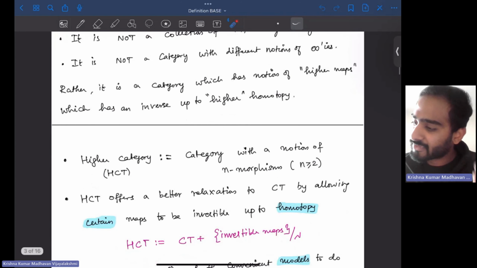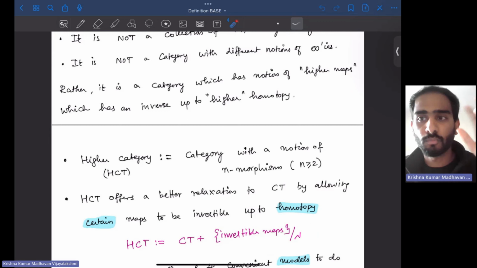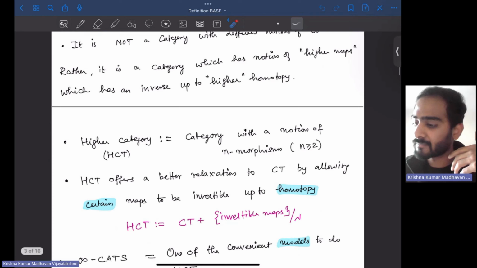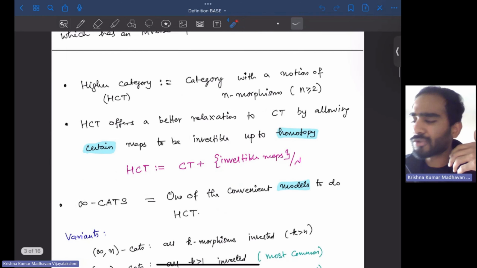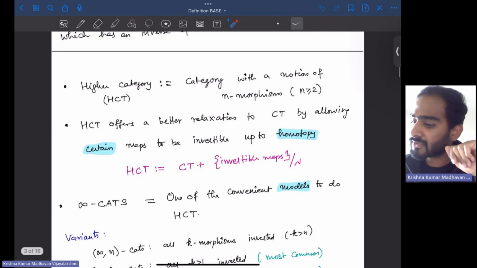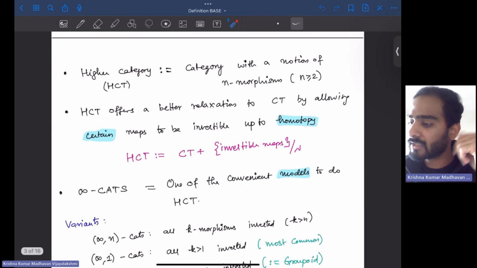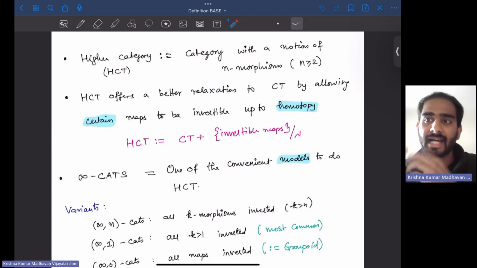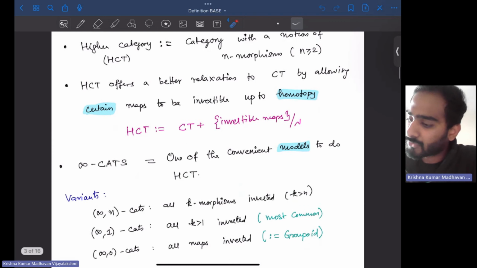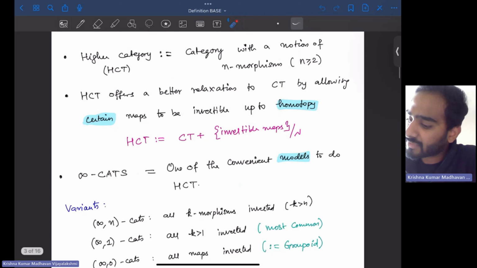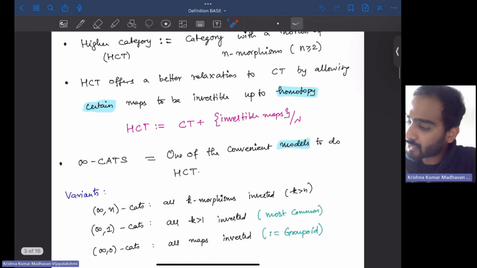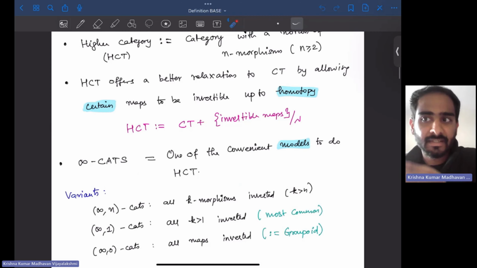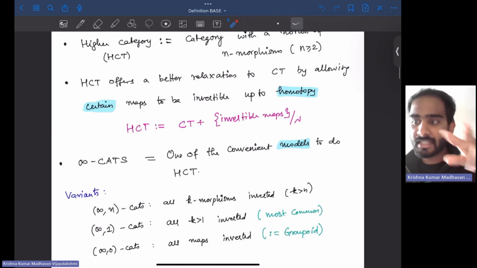Instead, an infinity category would be a notion of having higher maps, which have inverses up to some higher homotopy. We'll see what this exactly means in a second, right? And first of all, what is the motivation for infinity categories? There is this theory called higher category theory, whose motto is to study categories with higher morphisms, so-called n-morphisms. In order to study this, we need a model to do this. So there are many, like Segal categories, topological categories, and infinity categories, as models to study higher category theory.